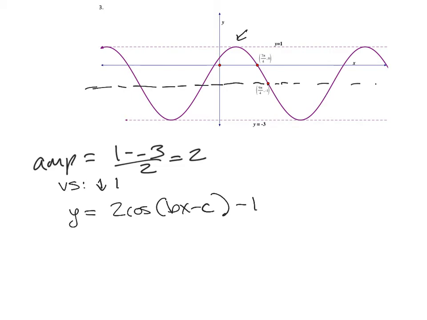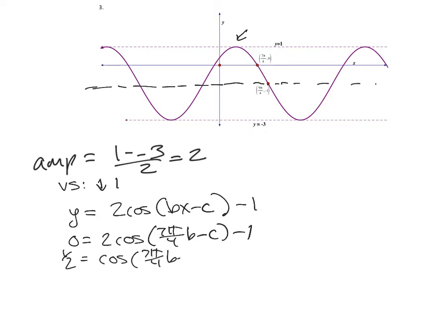So I know this point, 7 pi over 4, comma 0. So let's plug in for x and y. 0 equals 2 cosine of 7 pi over 4 b minus c, minus 1. So isolating the cosine, I get 1/2 equals cosine of 7 pi over 4 b minus c. What's important here is I want to find out what angle, when I take the cosine, I get 1/2. If my cosine graph normally would start here, then this point corresponds to an angle in quadrant 1 when I'm going from my highest on my way to the midline. So the quadrant 1 angle whose cosine gives me 1/2 is pi over 3. So that means I need 7 pi over 4 b minus c to be equal to pi over 3.